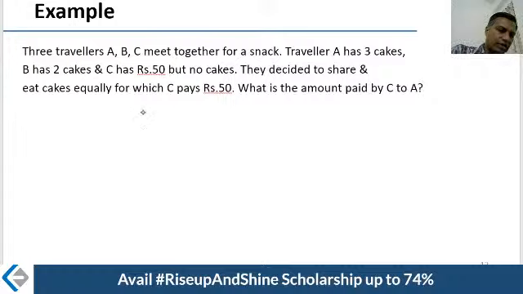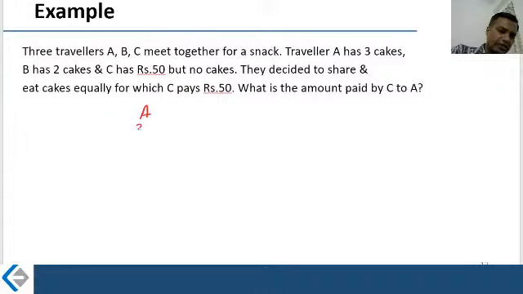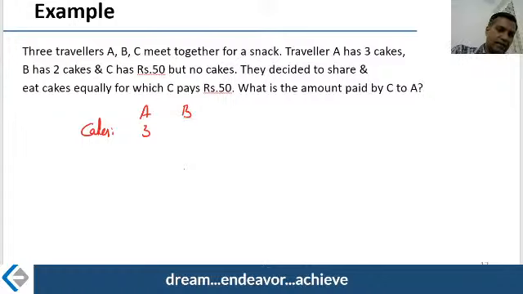A has 3 cakes. This is the scenario here. They met. A has 3 cakes, from the cakes perspective, the number of cakes that they have. What about B? B has 2 cakes.